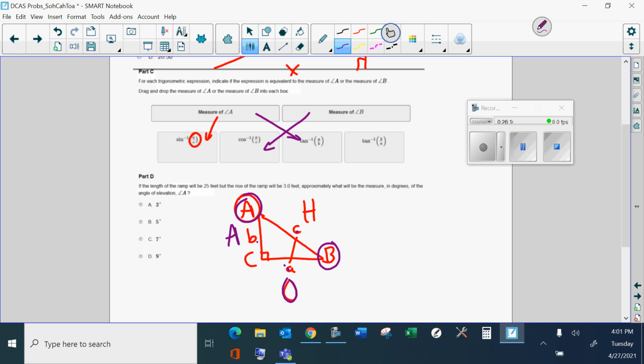And which one is B over A? Well, if I do tangent of B, that is B over A right there. So that's B. Okay, you've got to be able to draw that out and do that kind of stuff. Know your sine, cosine, and tangent.